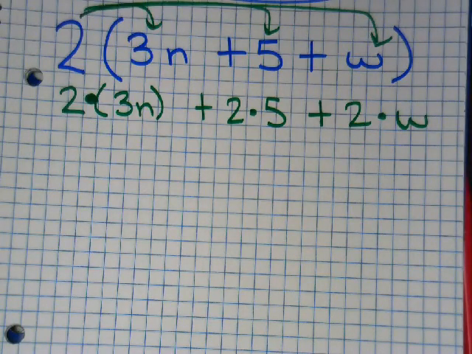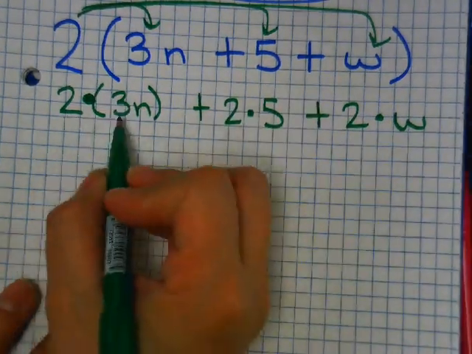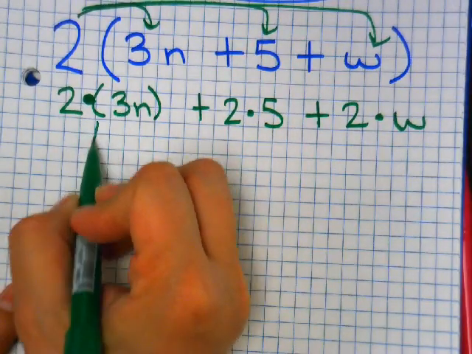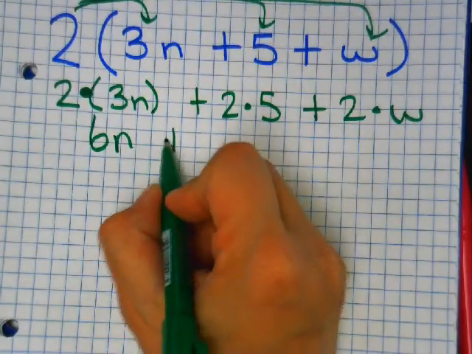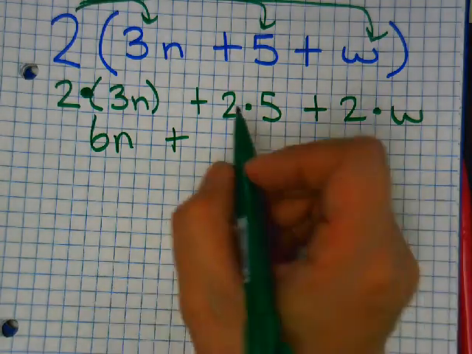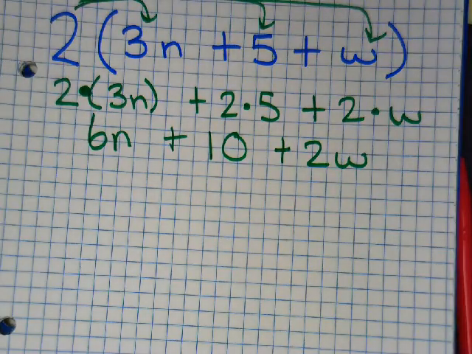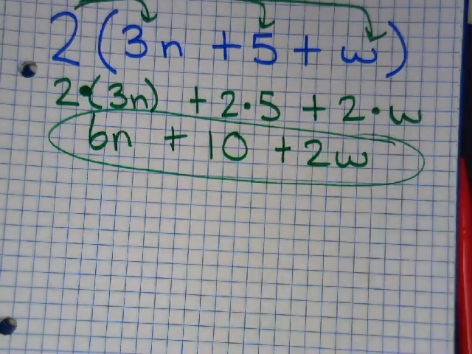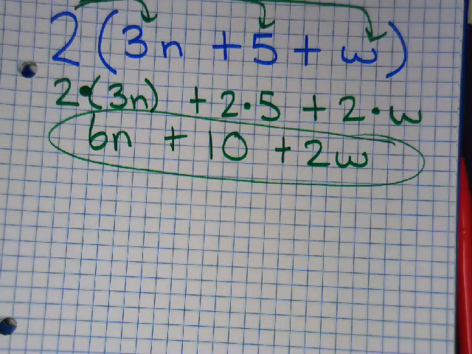So 2 times 3n, 6n. So we can actually multiply the big numbers. 2 times 3, 6. What do I do with the n? Just write it down. 6n plus 10 plus 2W. Is that our answer? No. Is there anything else I could do? No. That's it. That's your answer. So you don't add? No, only if they're the same letters. If they're different, it's separate. Yeah.